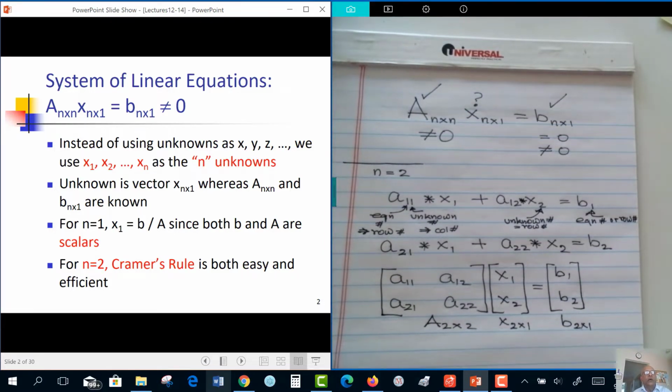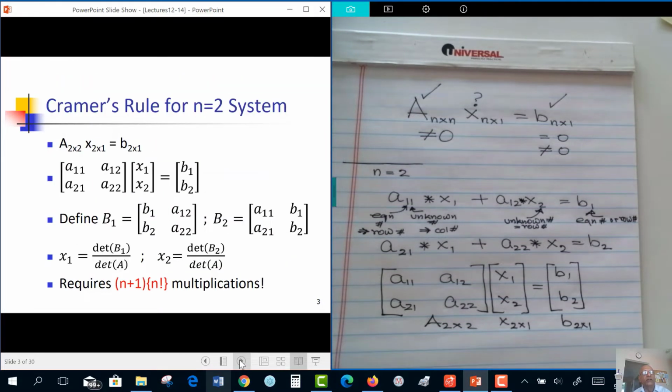If n is equal to 1, we have one equation, one unknown, x1 is b over a, and since both b and a are finite scalars, we have a unique solution. For n equal to 2, you must have learned something called Cramer's rule. It's both very easy and efficient. So let's see what Cramer's rule is.